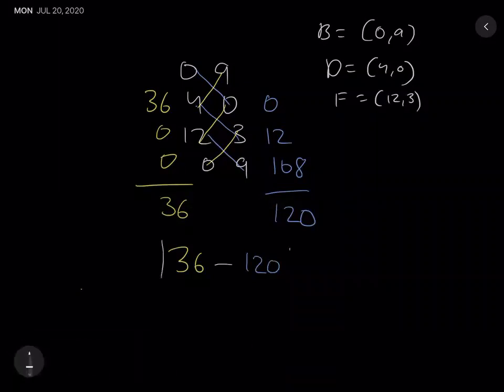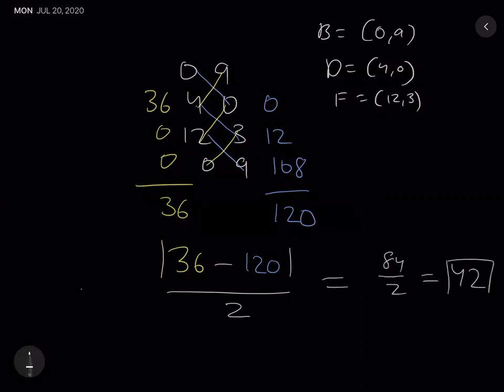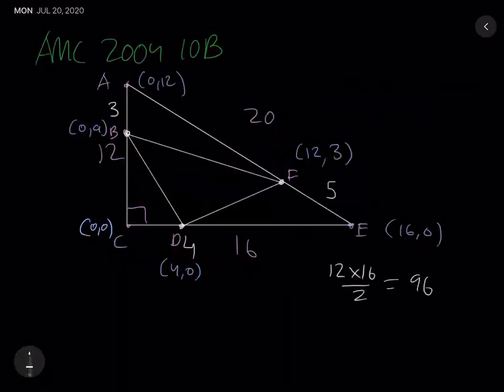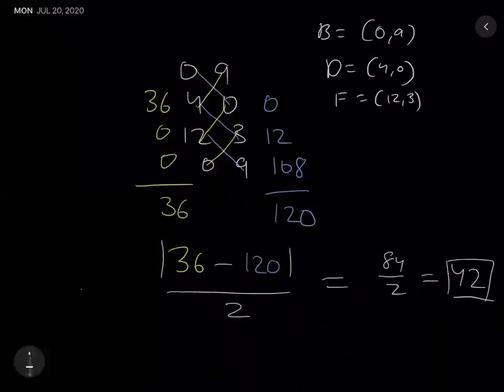And we're going to take the absolute value of this and divide it by 2. This is going to be 84 over 2, which is 42. So the area is 42. We're not done yet, though. I boxed this in, but that doesn't mean that's the answer.